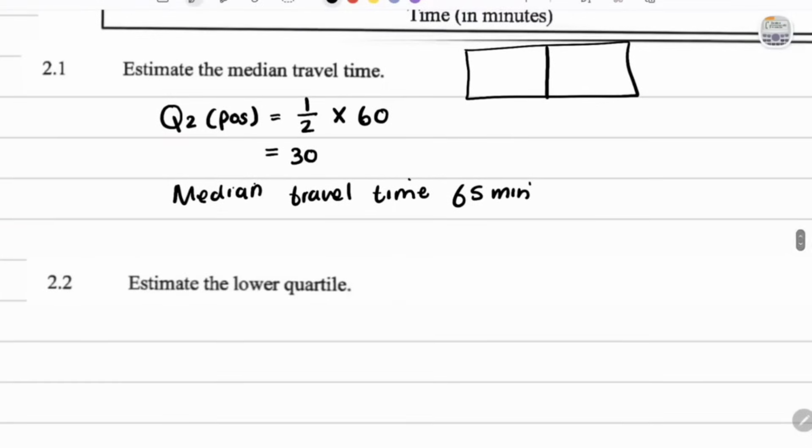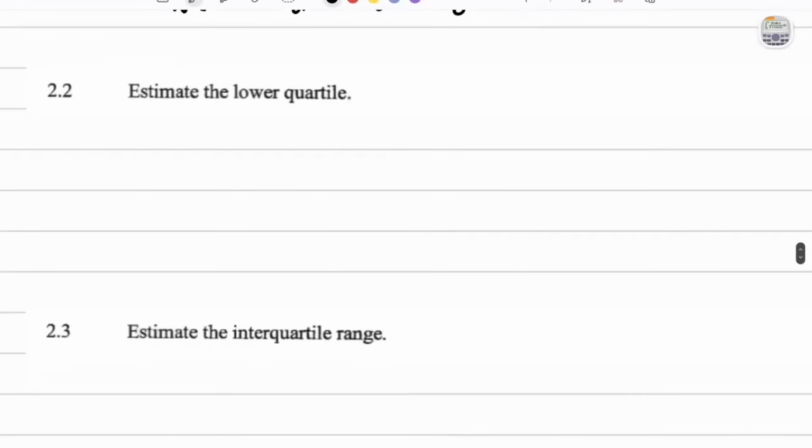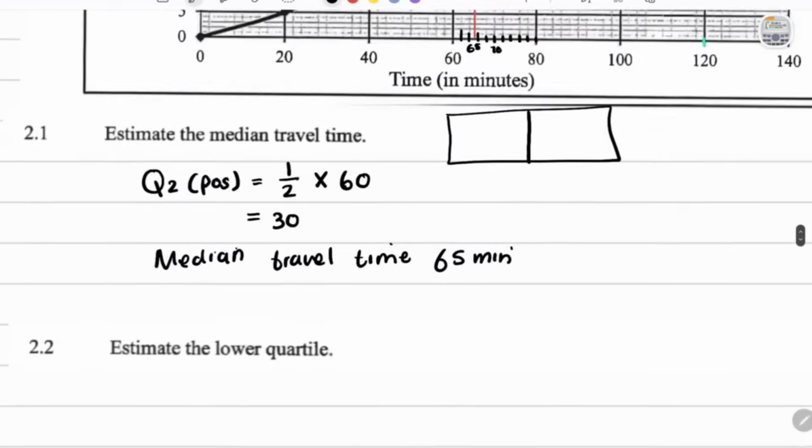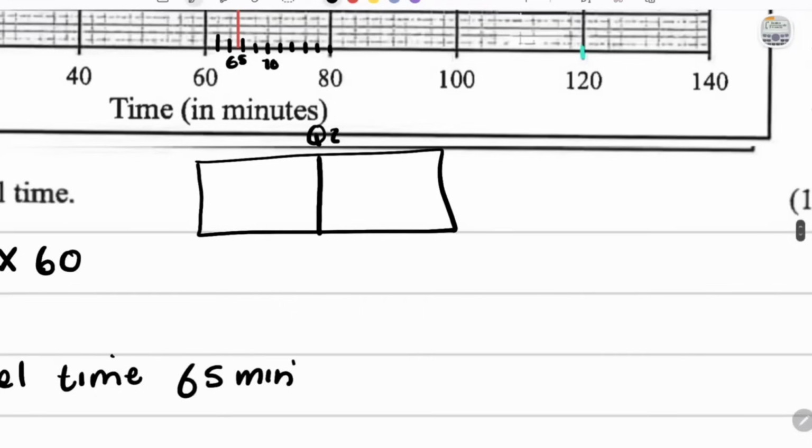Moving on to 2.2. 2.2 says, estimate the lower quartile. Like with the median and where Q2 is, the median is half, marked at half the data set. And the lower quartile would be Q1. That one is marked here.